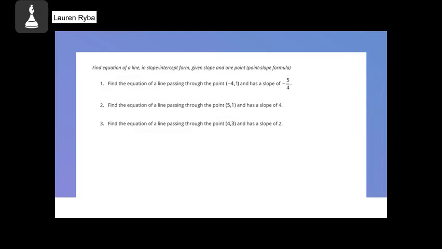The first 3 examples, we are going to be given a point and a slope. So we are going to first put it in point slope form, and then they want us to translate it back into slope intercept form. So solve back for y. So remember, we're going to start with y minus y1 equals m times x minus x1.